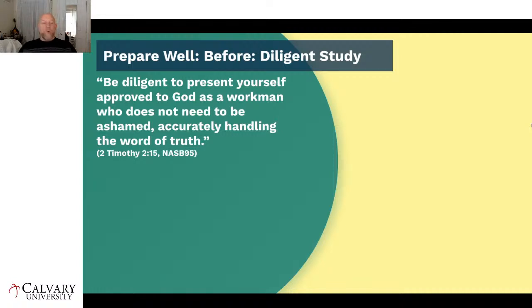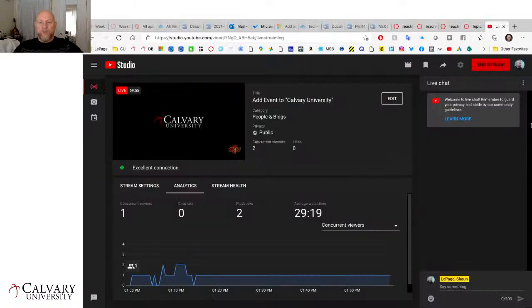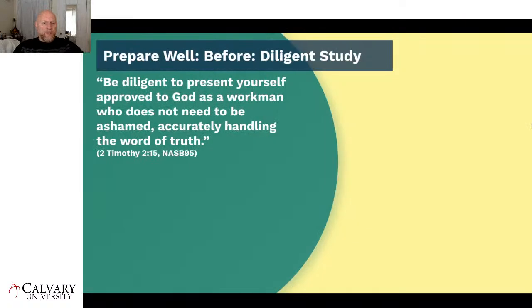And so that's the context of this amazing verse from which Awana got its name. I don't remember the King James, but that's where the name Awana comes from. A workman, approved, not ashamed, something like that. But the New American Standard reads this way: be diligent to present yourself approved to God as a workman who does not need to be ashamed, accurately handling the word of truth. All right. Just a powerful verse.